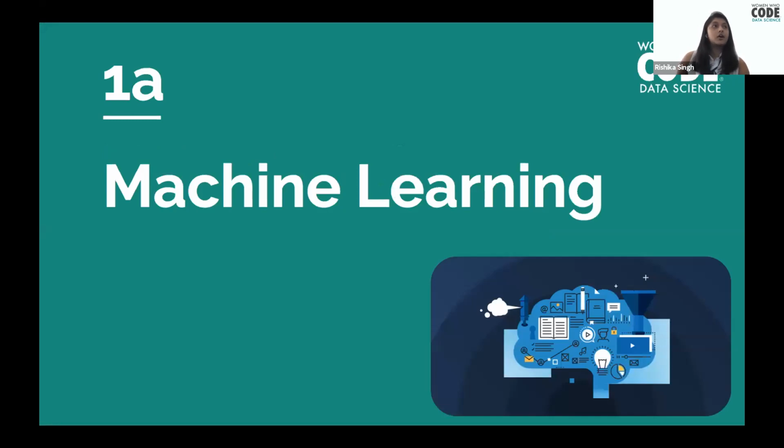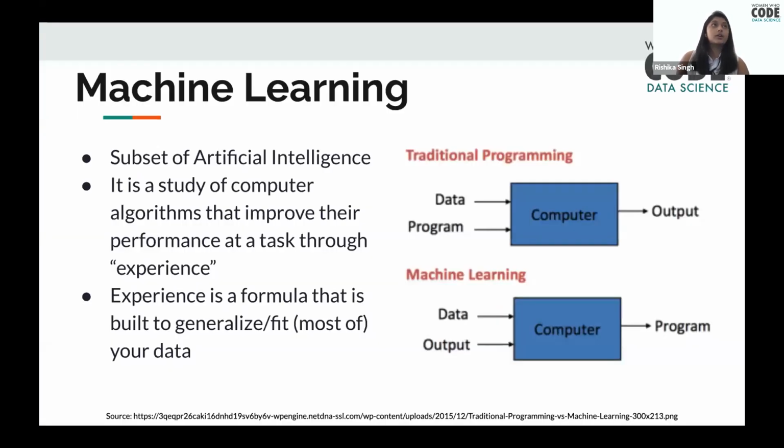So just to get started on machine learning. So what is machine learning? It is a subset of artificial intelligence. It is a study of computer algorithms that improve their performance at a task through quote-unquote experience. And this experience is a formula that is built to generalize or fit most of your data. And so it is this general study of computer algorithms that allow computer programs to automatically improve through experience.